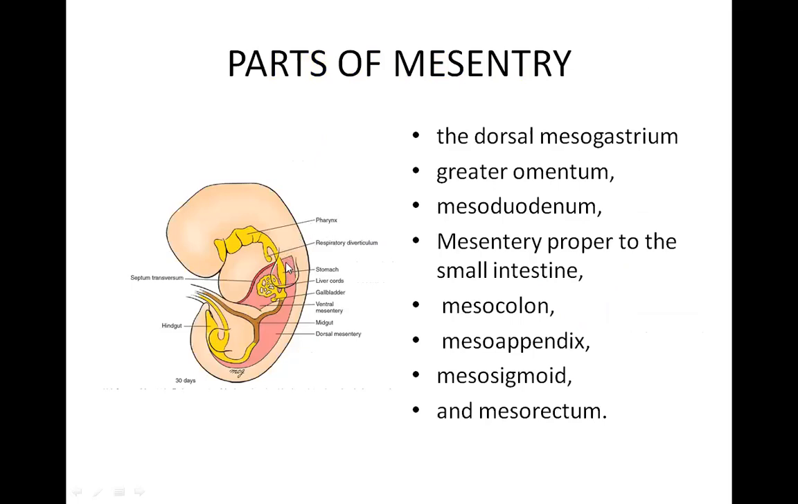Behind the stomach, it is known as dorsal mesogastrium, which overhangs from its greater curvature as greater omentum. Behind the developing duodenum is mesoduodenum. The part which is attached to the small intestine is mesentery proper, which is attached to the colon is mesocolon, which is attached to the appendix is mesoappendix, which is opposite the sigmoid colon is mesosigmoid, and which is opposite the rectum is the mesorectum. So these are different parts of the dorsal mesentery.